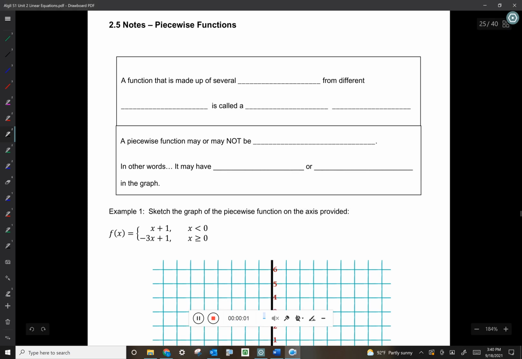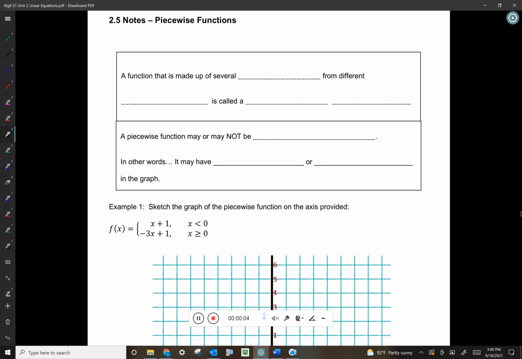So this is the video for section 2.5 called piecewise functions. Now, this is going to be something that you probably have not seen before, but it's no different than what we've been doing throughout this unit where we're graphing lines.